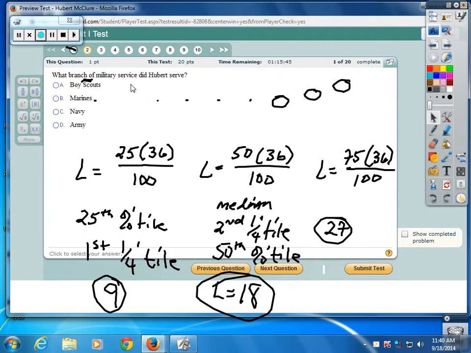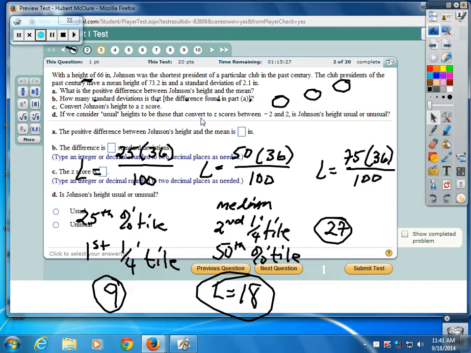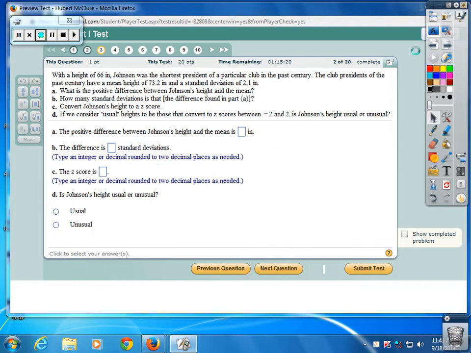What branch of the military service did Hubert serve? Military. Military? Do not put Army. Whatever you do, do not put Army. Number 3. All right, try this one. I'll blow it up.